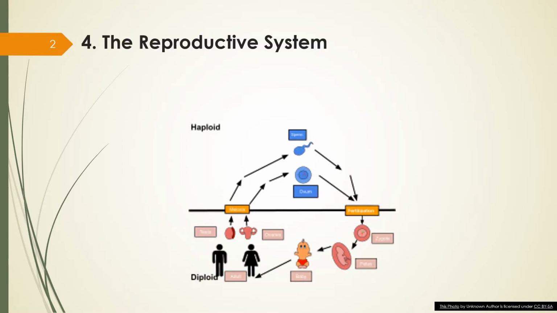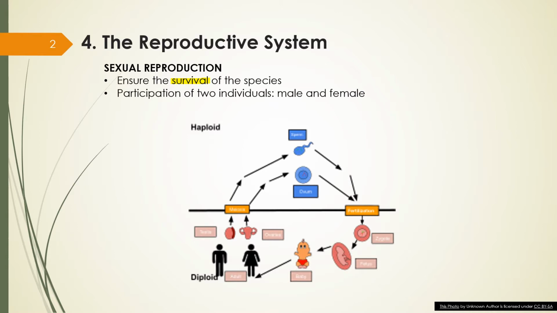So the reproductive system is important for what? Reproduction, right? Sexual reproduction. So this ensures the survival of all the species. This is a key in the survival of the species. And it requires the participation of two individuals, male and female. In some species, we can also have some reproduction that is not sexual, but we are not covering that in this lesson, okay? So here we are gonna focus on sexual reproduction, where I need two individuals, the male and the female.